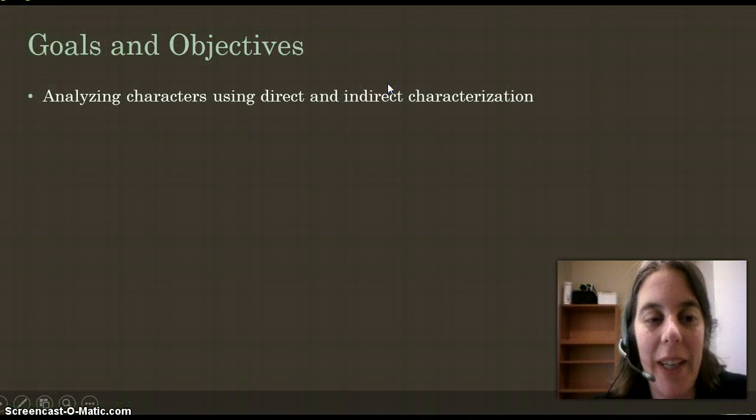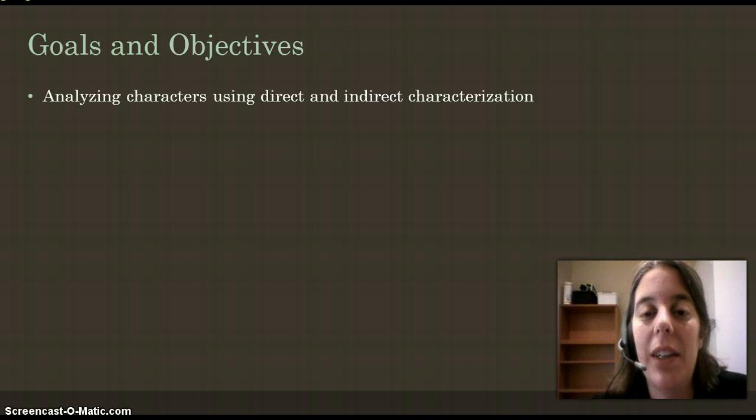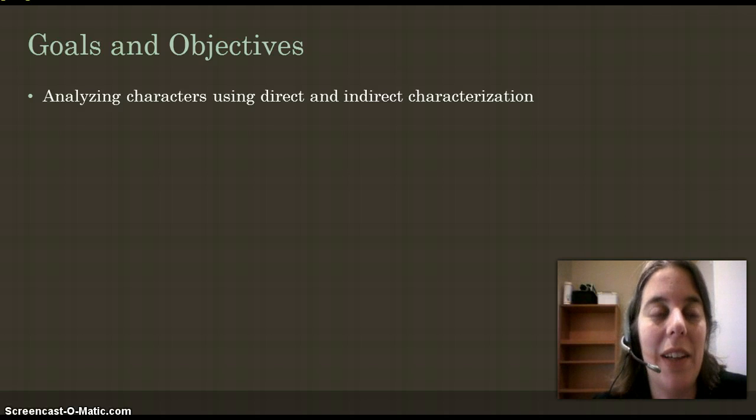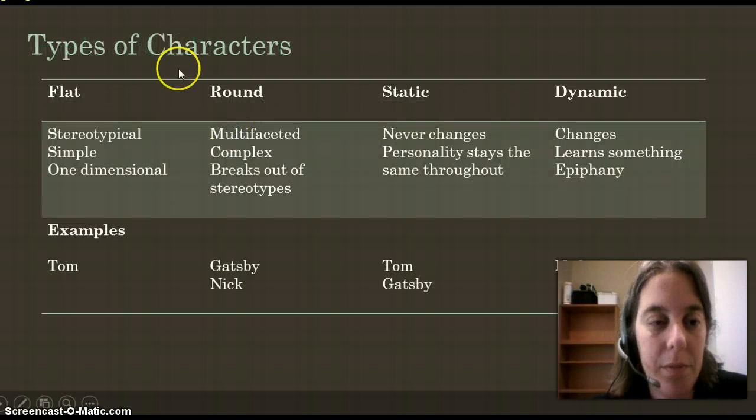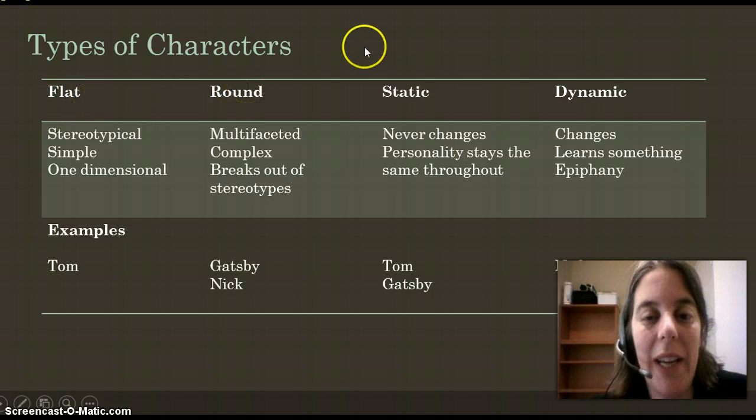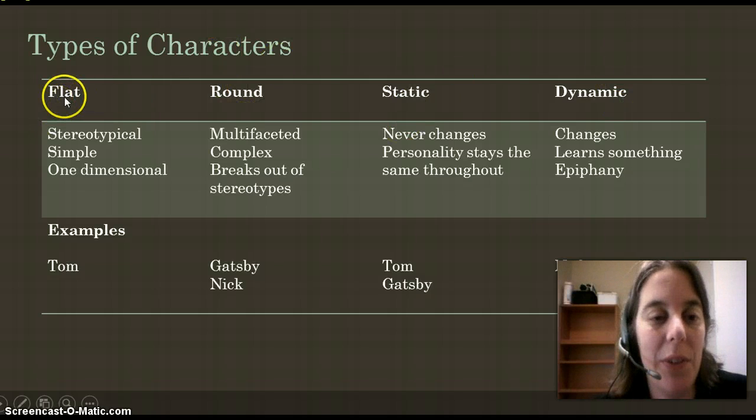Goals and objectives for today are analyzing characters using direct and indirect characterization. Direct characterization is when the author gives you information directly, says, hey, this character is nice, or hey, this character is a jerk. Indirect characterization is when you have to infer based on the character's speech, thoughts, effect on others, actions, and looks. So they don't come right out and say it, but they give you a lot of information to help you make a judgment. The types of characters are flat, round, static, and dynamic, and I'll explain the differences between those.